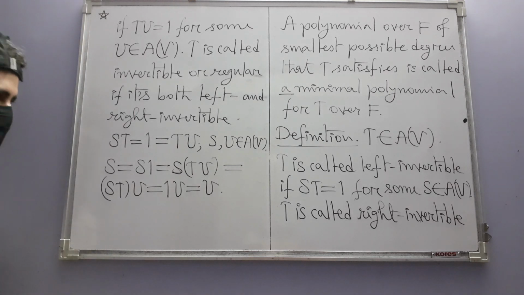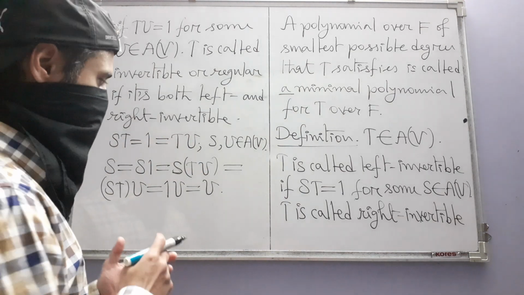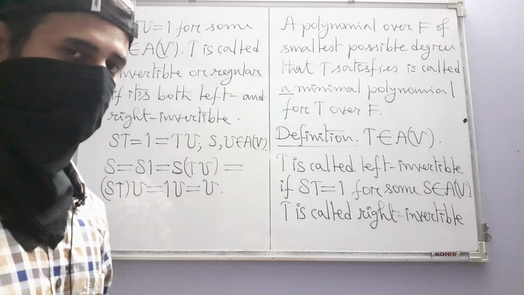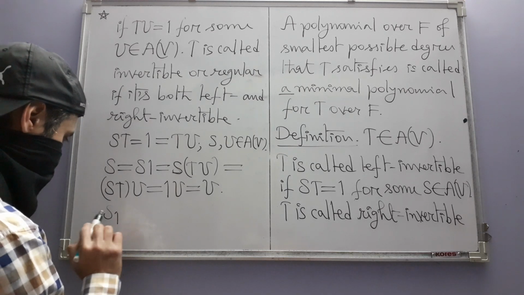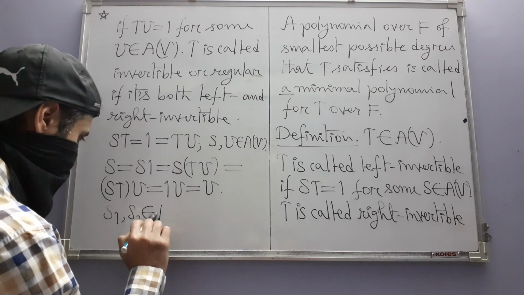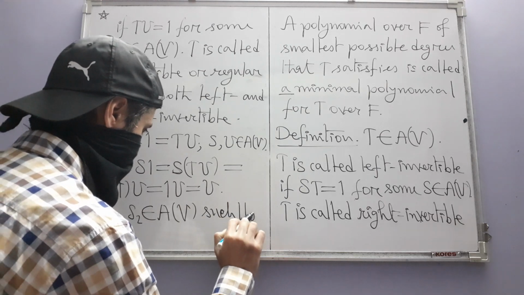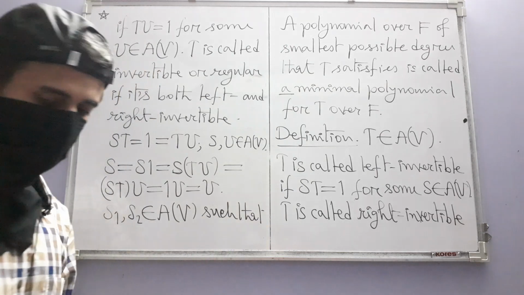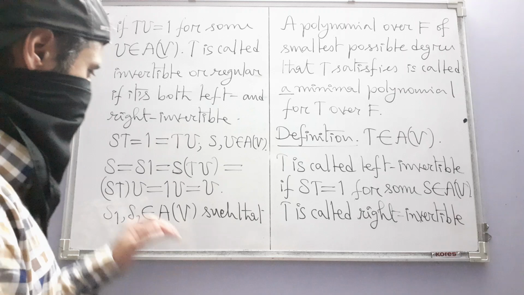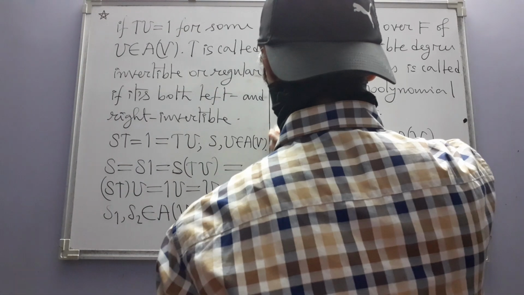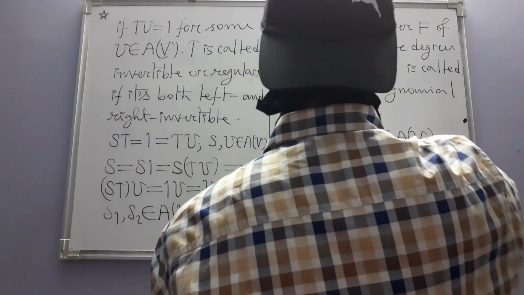But there is another fact also. Fine, these two elements are the same, but can there be more than one such element? Say you have S1 and S2 in A(V) such that these are true, that both of them act as inverses of T. Although we haven't defined the word inverses, we are coming to it.